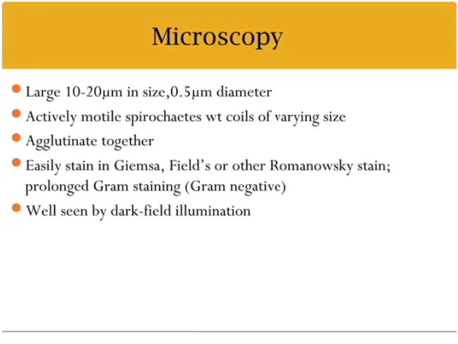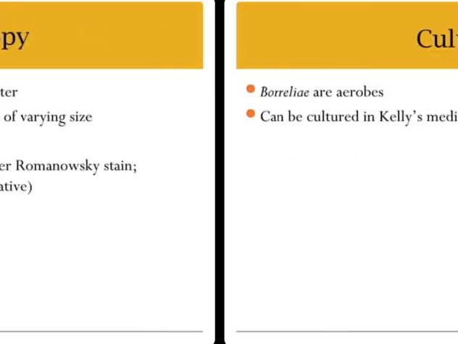While speaking about the microscopy, they are large, 10 to 20 micrometres in size and 0.5 micrometres in diameter, actively motile spirochaetes with coils of varying size that agglutinate together. They are easily stained with Giemsa, Field's or other Romanovsky stain, and by prolonged gram staining, and are well seen by dark field illumination.